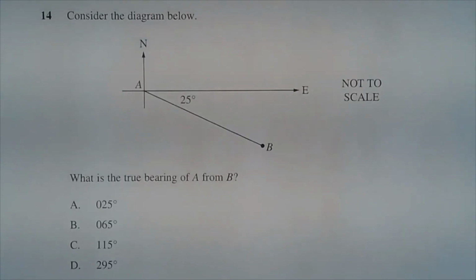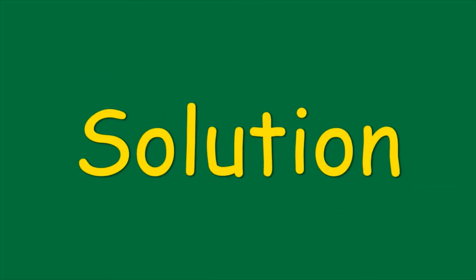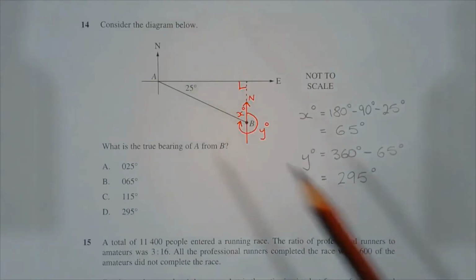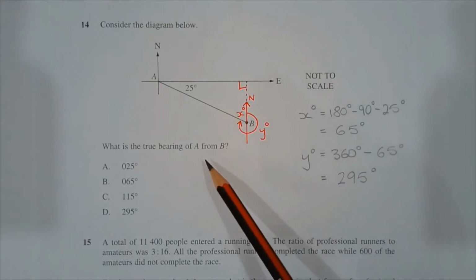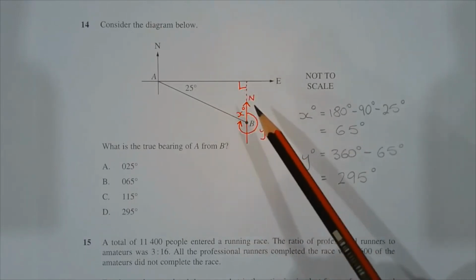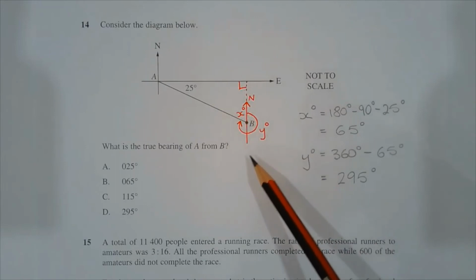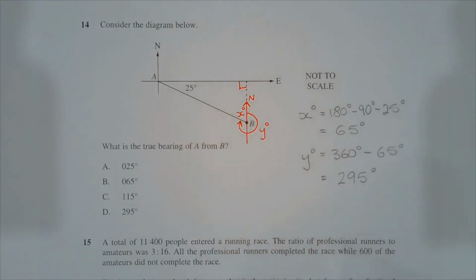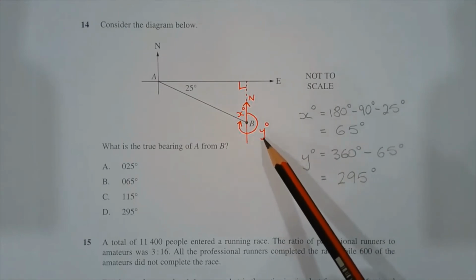Question 14. Consider the diagram below. What is the true bearing of A from B? The key word is from. A from B implies the observer is at point B, initially facing north, and then turning a certain number of degrees around until they face point A. And that number of degrees is the bearing of A from B, which is indicated here by angle Y.